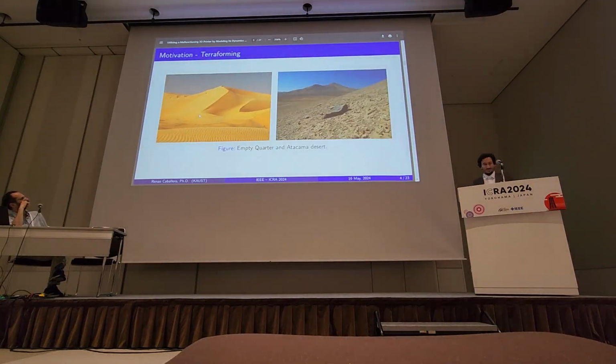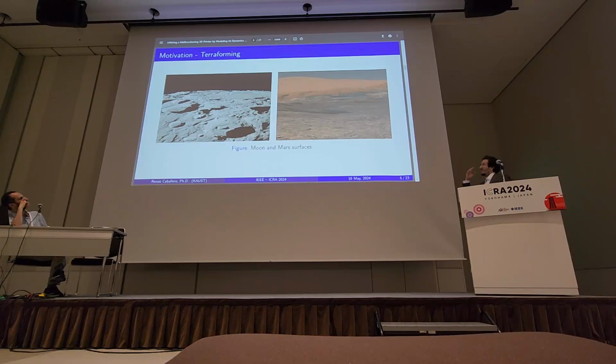So what are the motivations for such robots? Here we see pictures of the Empty Quarter in Saudi Arabia and the Bangladesh region in South America, places where humans can only survive for a few hours or days without the correct equipment. So we believe that a society of autonomous robots is in some sense a solution to transform or colonize such places. We can think a bit more forward.